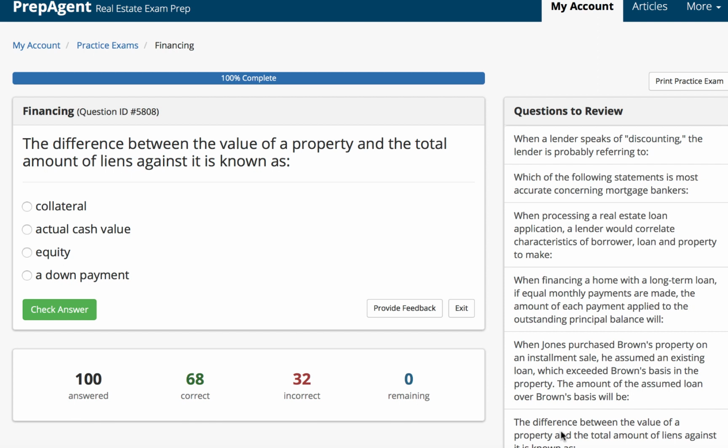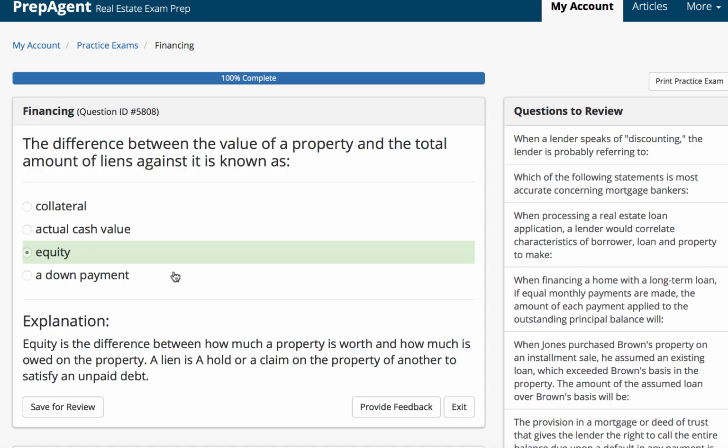The difference between the value of property and the total amount of liens against the property is collateral, actual cash value, equity, a down payment. So they're asking the difference between the value and the total amount of liens would be equity. Good.